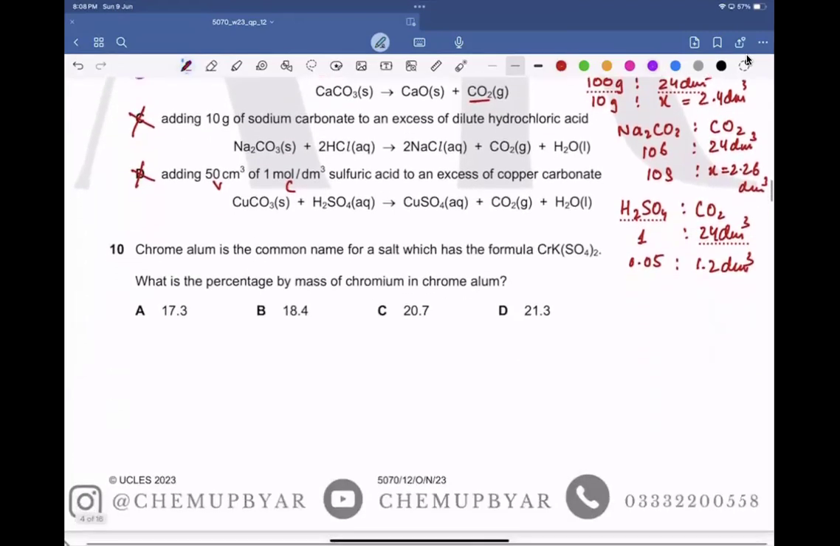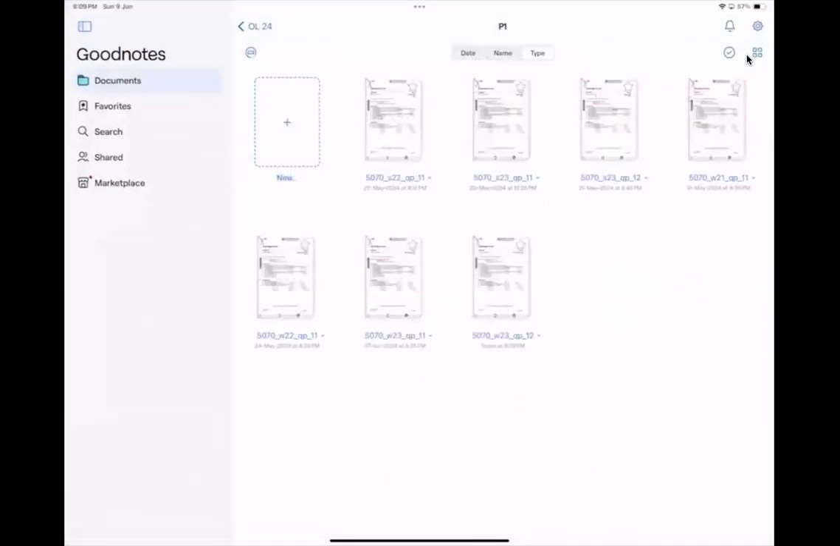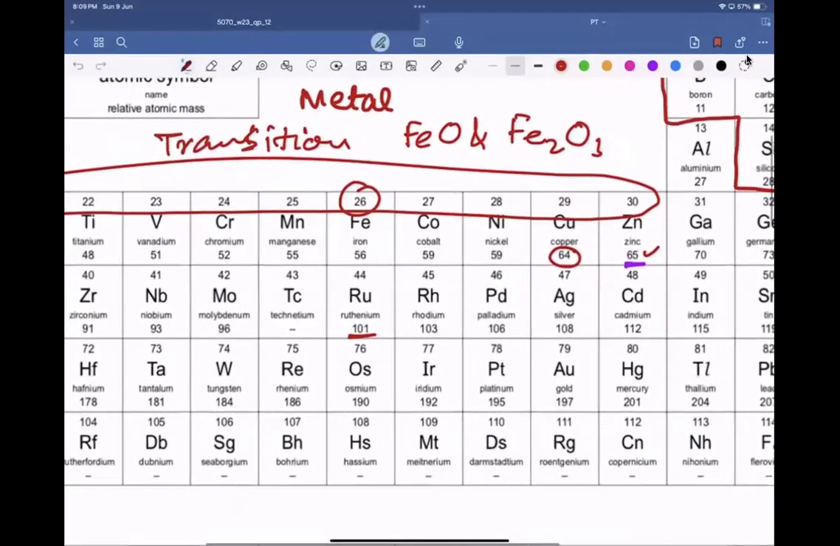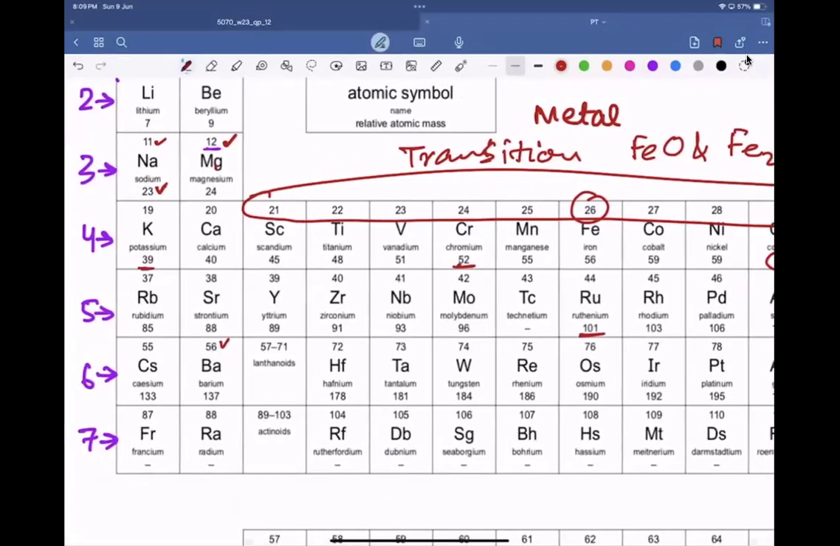Now, question number 10. Chrome alum is the common name for a salt, which has a formula of, okay, in the formula, you see, there is a chromium potassium sulfate. What is the percentage by mass of chromium in chrome alum? So you have to calculate the MR of chrome alum, and you need the AR of chromium as well. Okay, let's open the periodic table. So chromium is 52, its AR is 52, and potassium's is 39.